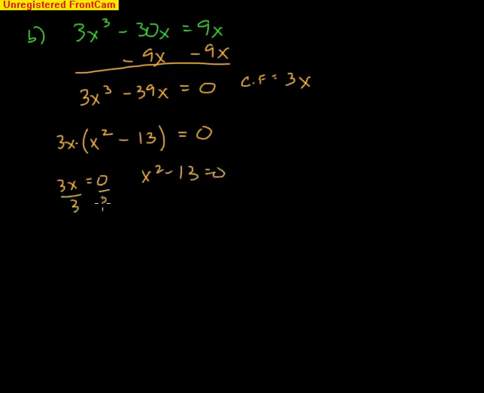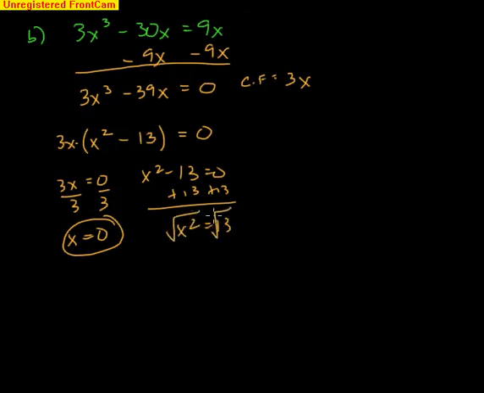For this one, divide by 3. X equals 0. For this one, add 13 to both sides. And then take the square root. Remember, square root brings plus or minus, so you get 2 answers. The square root of 13 is 3.61. So you get two answers, positive 3.61 and negative 3.61.